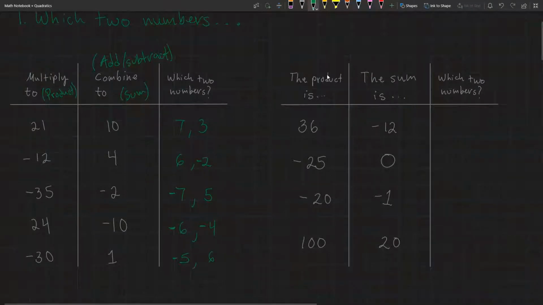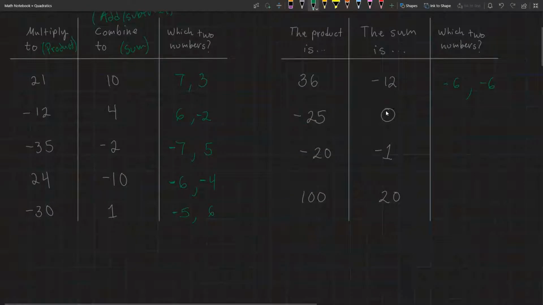All right. I wrote it in another way. It means the same thing. The product is the same as thinking what two numbers multiply to. The sum is the same as thinking which two numbers combine to. So we think the same. What two numbers multiply to 36 and make a negative 12 when added? It looks like both the same sign and both negative to me. So I'm thinking of 6, but I'm sorry, it's negative 6 and negative 6. That product is positive 36, and negative 6 minus 6 definitely makes a negative 12 when combining them.